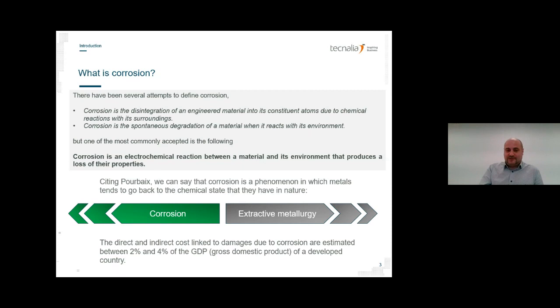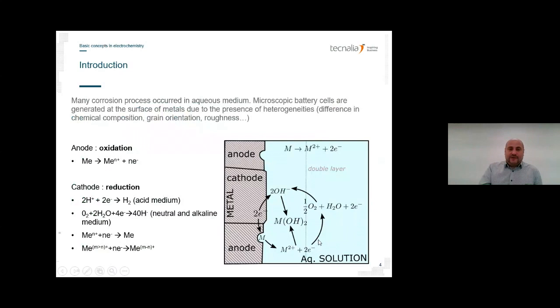So it's really high cost, and it's important to understand how corrosion works and how we can mitigate or protect it. Protect the material we are interested in. So here comes the point to study corrosion. And for that, one of the possibilities we have is to use electrochemistry. Why can we use electrochemistry? Because, as I mentioned before, a corrosion process mainly occurs in an aqueous medium.